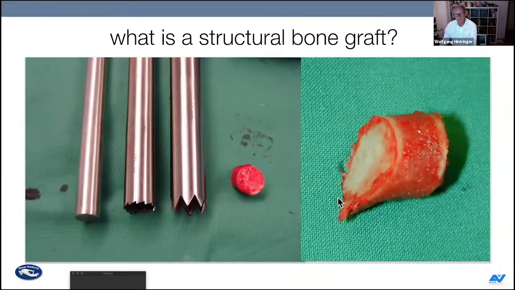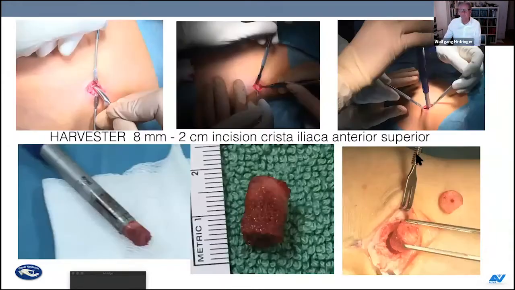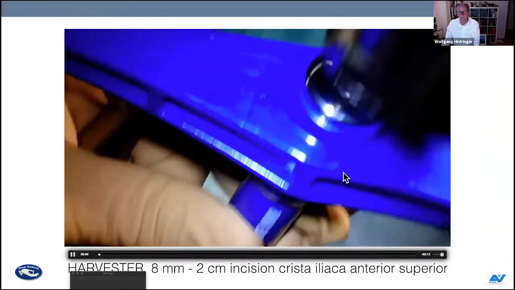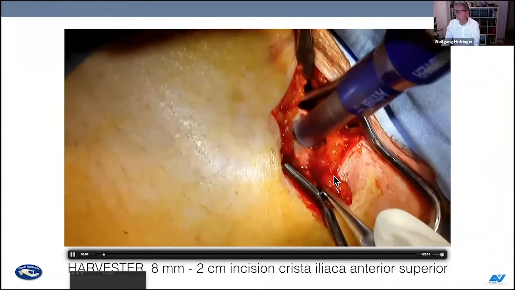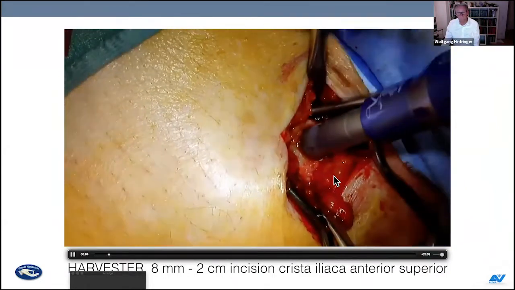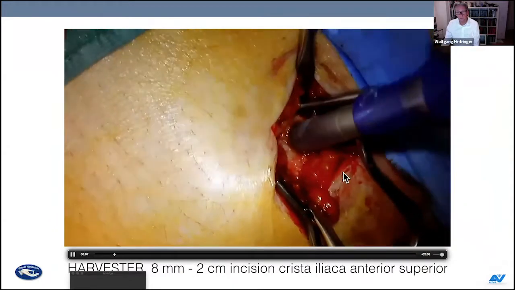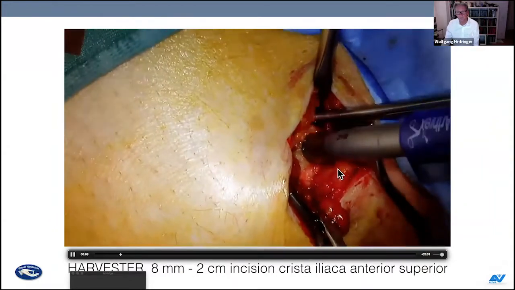And what is a structural bone graft? A structural bone graft is not a bone graft in pieces, it is in one piece, and we harvested it the last time with a harvester from Arthrex with a 2 centimeter incision. That's very good for the patients because they have no harm with these small pieces out. You can see it in the video with the harvester. And they fit very well in that cave.